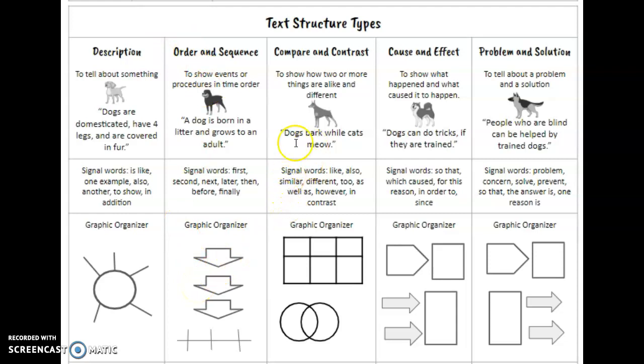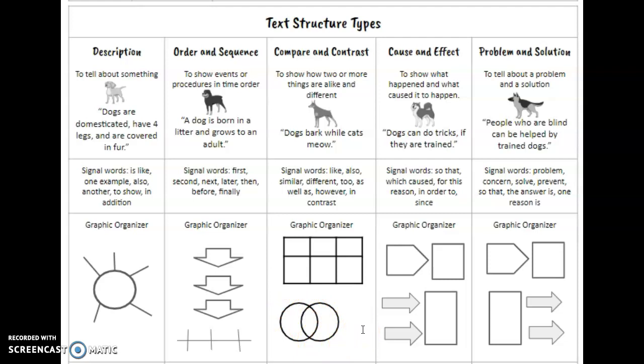When we're looking to compare and contrast, it would be to show how 2 things are alike and different. Dogs bark while cats meow. So signal words when we're looking for compare and contrast would be like, also, similar, different, as well as, however, in contrast. My favorite graphic organizer for compare and contrast is a table where you would list one thing on one side, the other on the far side, and then what they have in common in the middle. A Venn diagram is a popular compare and contrast graphic organizer.